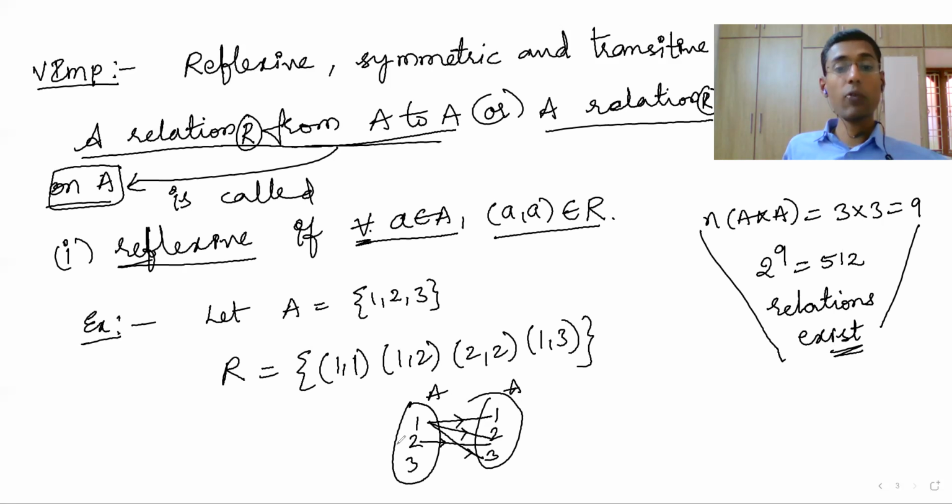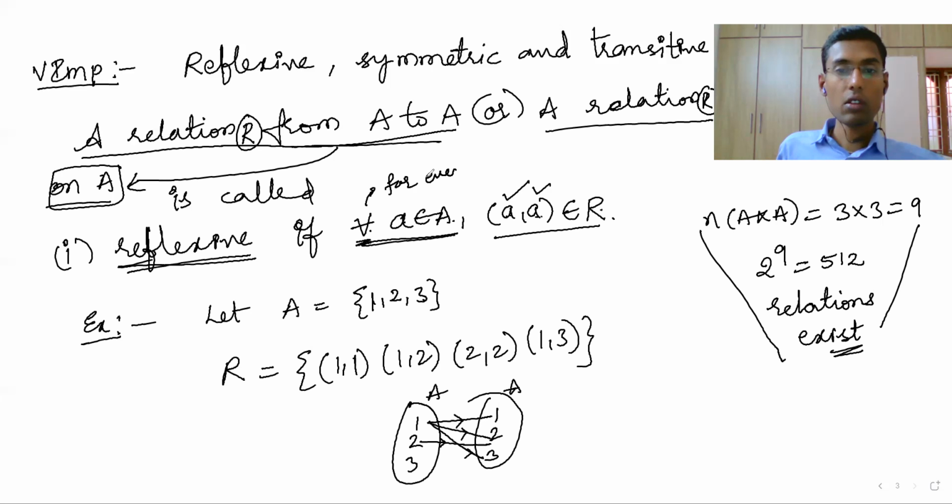Is this reflexive? What is the condition? For every element in A, there should be an image. A comma A belongs to R. For A, the image is A only. For 1 the image should be 1, for 2 the image should be 2, for 3 the image should be 3. Yes or no? So this is not a reflexive relation.